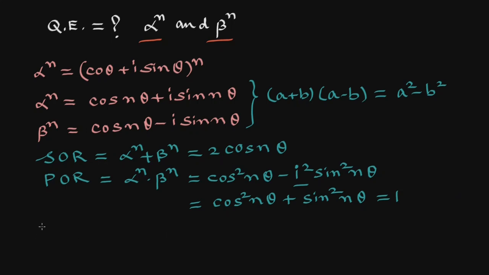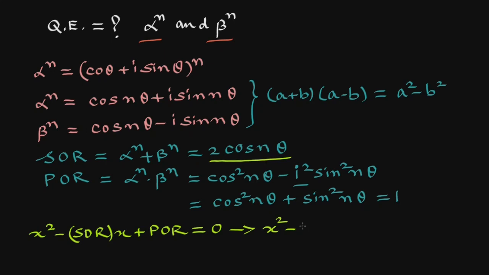So the required quadratic equation will be x square minus sum of roots into x plus product of roots equals 0. That will be x square minus 2 cos n theta x plus 1 equals 0. So this is the required quadratic equation whose roots are alpha raised to n and beta raised to n.